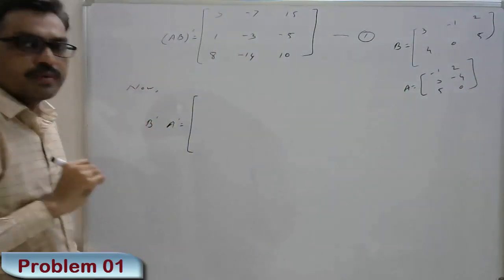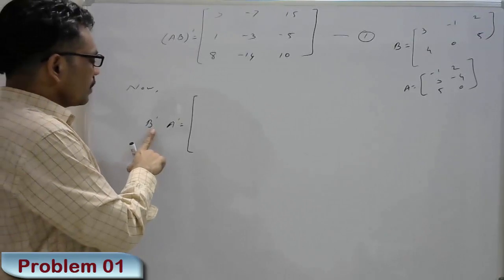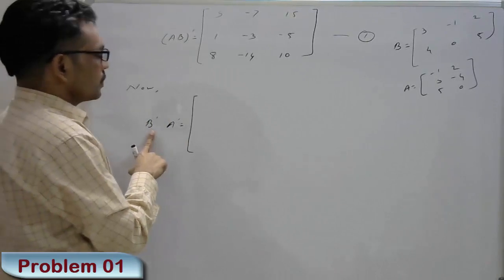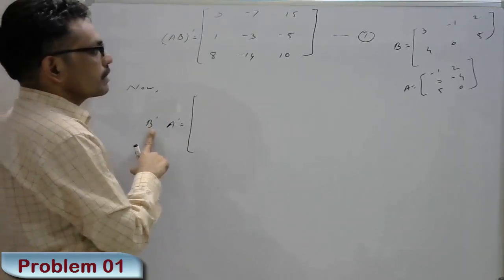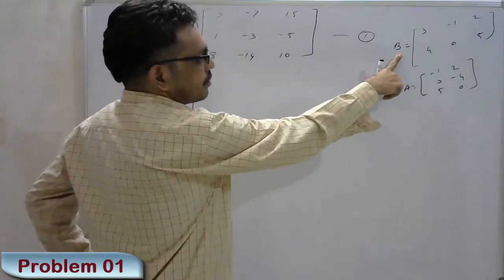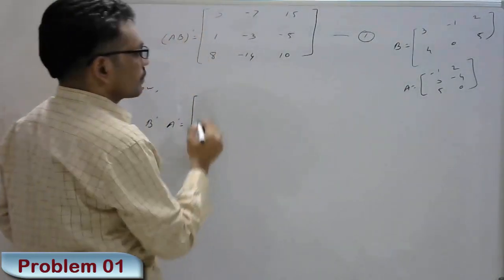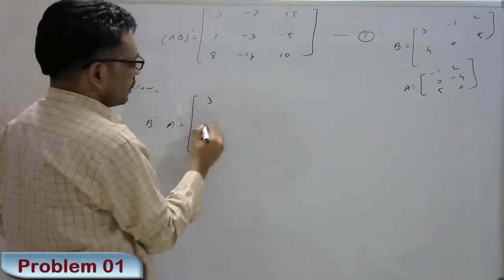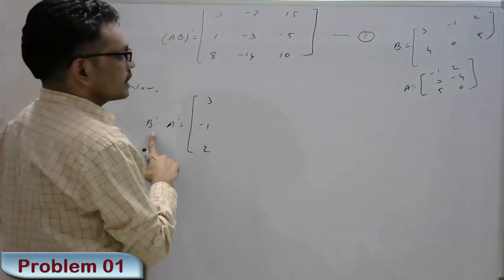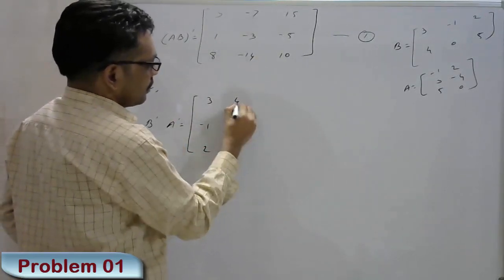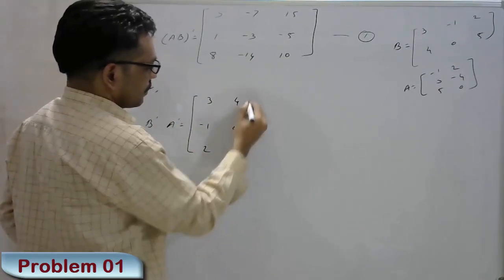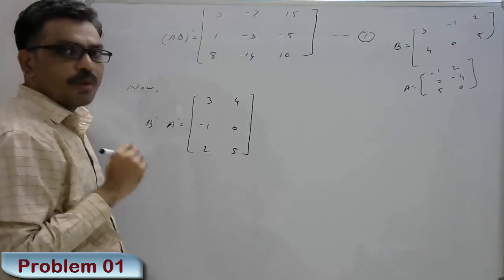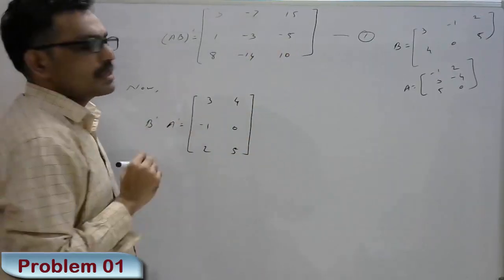Now we have to find the product of B transpose into A transpose. B transpose is obtained from the given matrix B by interchanging its rows and columns. Therefore, here the first row is 3, minus 1, 2, and the second row is 4, 0, 5.